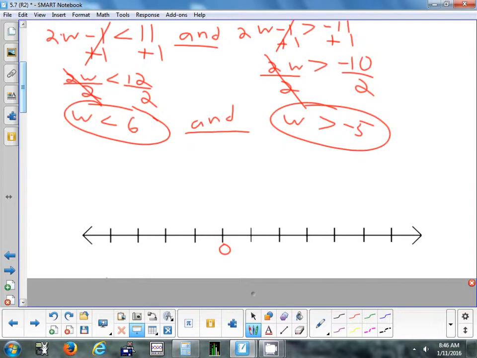Well, let's see what happens. And guys, most of the time on a test or on the homework, whatever we do in class, we're going to give you a number line that's already set up for you. So we'll kind of take this step out of it for you.